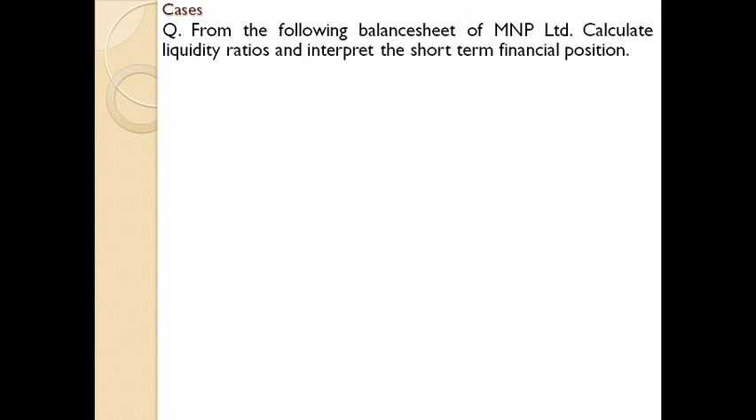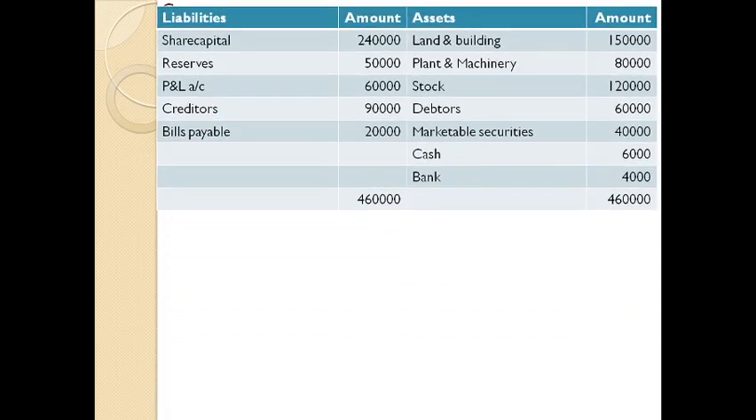Okay, let's try some other case. From the following balance sheet of M&P Limited, calculate liquidity ratios and interpret the short-term financial position. Whenever they are asked to find the short-term financial position, it means liquidity position. As per the question, the balance sheet is given, consisting of liabilities amount, assets amount. We all know all these aspects, and the contents also, we are familiar with each and every item.